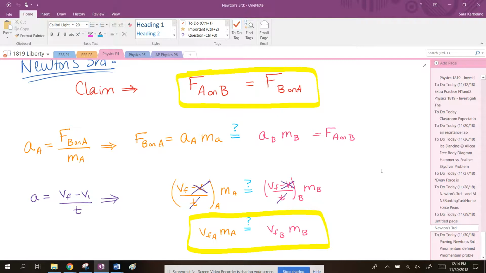We did some algebra to prove, because I can't measure the forces on the video, that if I can say that the velocity final times the mass equals the velocity final times the mass, that hopefully will convince you that these forces are the same. So I just want to remind you of the big picture of what we were trying to do. So velocity final times mass, that's our goal.